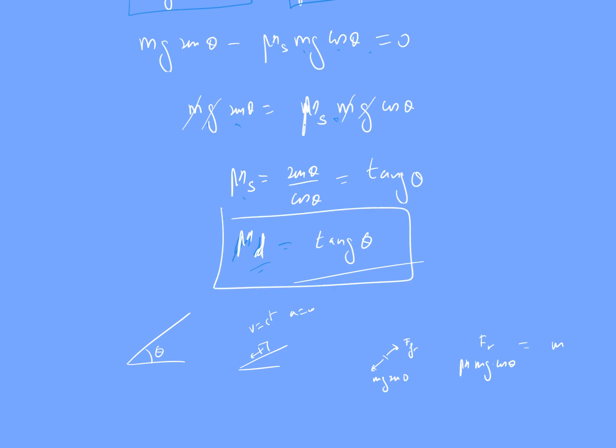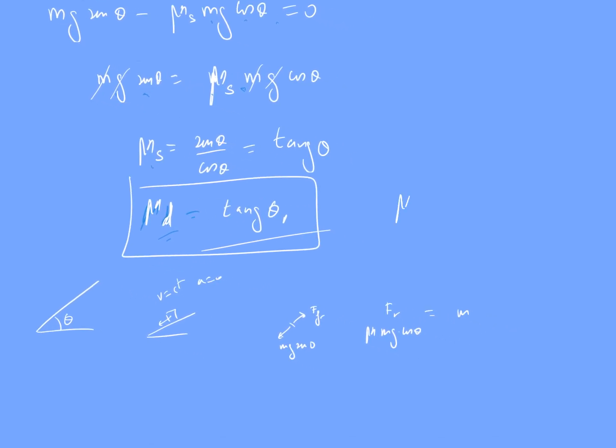Mu dynamic will be the tangent of theta 1, and mu static will be the tangent of theta 2 when the velocity v is constant. Here, the velocity will not be constant in this case. The body will fall accelerating. Now this is the second thing. Okay. Well, now I think that you are prepared to solve this problem by yourself.